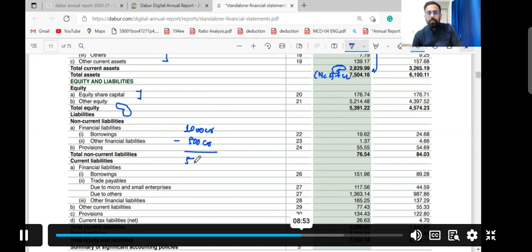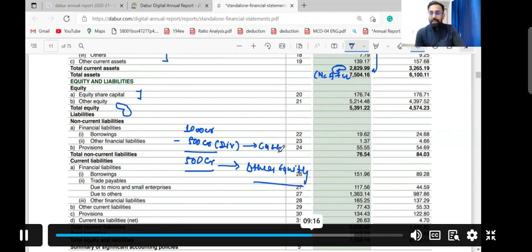Now what adjustment do we have to provide for the remaining profit? The dividend which the company has paid is to be reduced from cash. But what about the remaining profit? This profit will be transferred to other equity, and other equity is a synonym of retained earnings. So we will be transferring this amount to other equity. Automatically it will increase my equity value, because shareholders are not withdrawing this 500 crore rupees. So whatever profit is not distributed to the shareholders is to be shown on the other equity side.